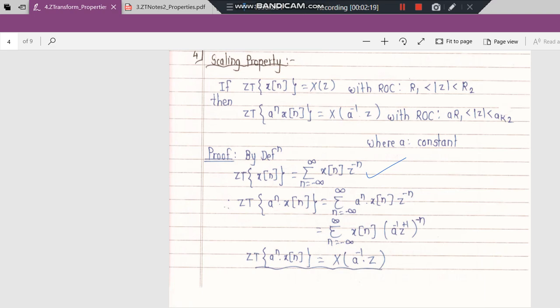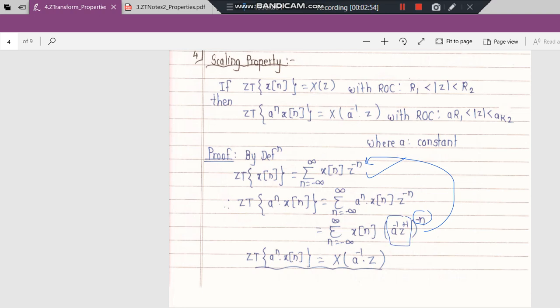After putting this a raised to n x of n, now rearranging the terms, we observe that if we take x of n this side and club a raised to n and z raised to minus n, we can have in the bracket a raised to minus 1 z, raised to minus n. Why are we doing so? Because we have to map this in order to comply with this equation. In this equation we have z raised to minus n, so we take minus n as the power. Whatever is there, now this will be our new z.